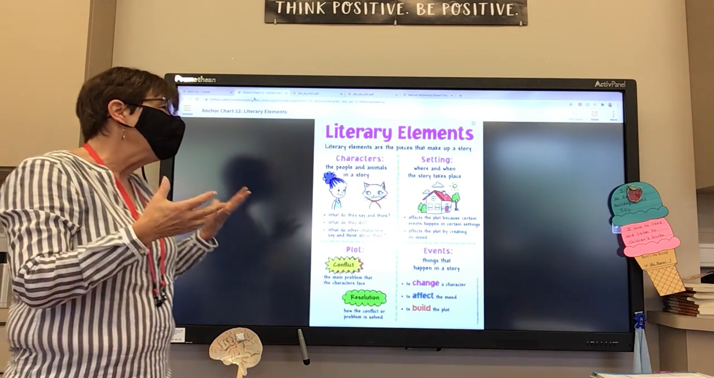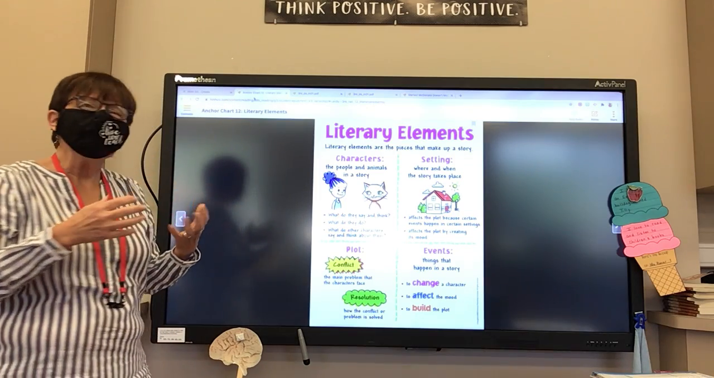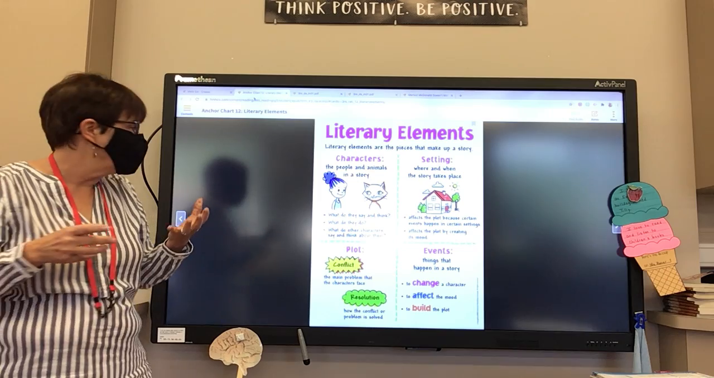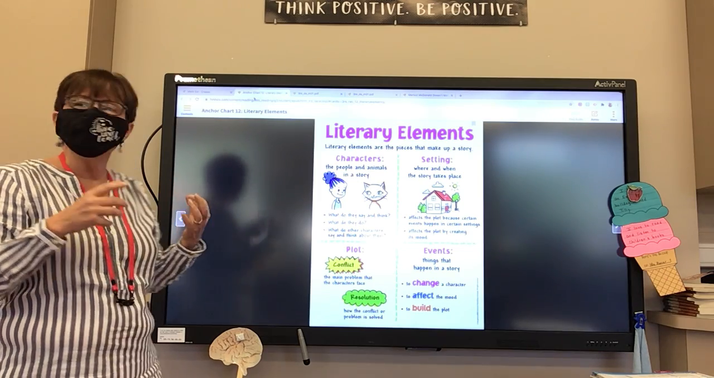And when we're looking at the characters, we're thinking, what do they say? What do they think? What do they do? What do other characters say and think about them?